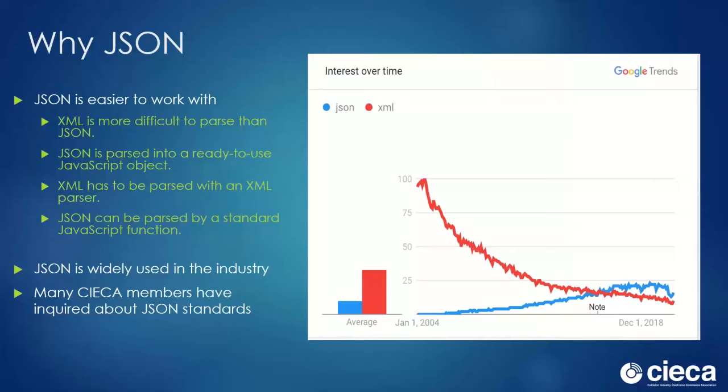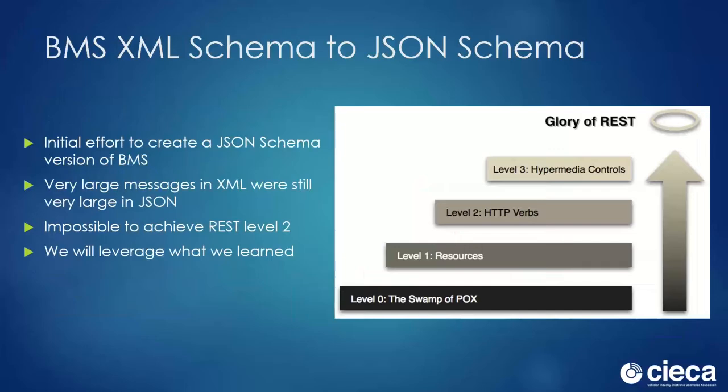And JSON is widely used. As you can see on the Google Trends graph here, the interest in XML has basically declined since the early 2000s, whereas interest in JSON has increased and eventually surpassed XML. Additionally, CIECA members have inquired about JSON standards and have heard us talk in the past about converting our existing standards to JSON. Next slide, please.